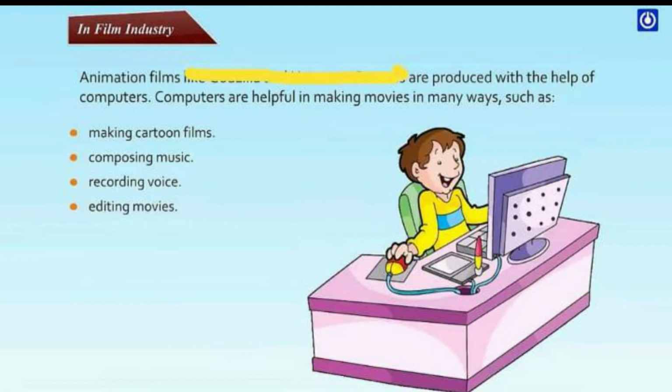Uses of computers in the film industry. Animation films are produced with the help of computers. Computers are helpful in making movies in many ways, such as making cartoon films, composing music, recording voice, editing movies.